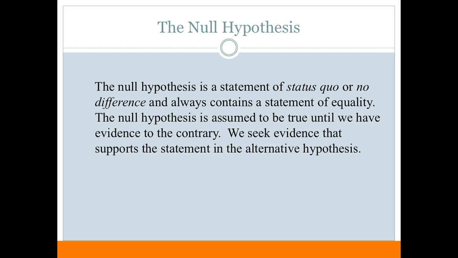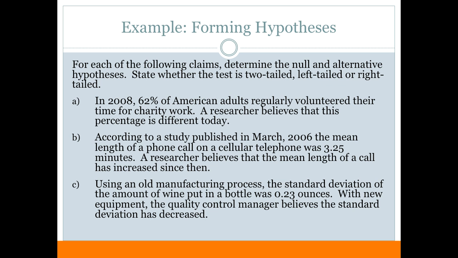Now these, you'll get pretty used to setting these up, but another way to think about the null hypothesis is that it's a statement of basically status quo, no difference. It always contains a statement of equality. You're always going to have parameter equals value. So the null hypothesis is assumed to be true until we have evidence to the contrary. And we seek evidence that supports the statement in the alternative hypothesis, and that's done using our sample data.